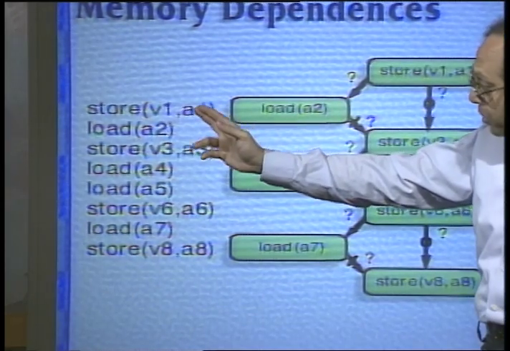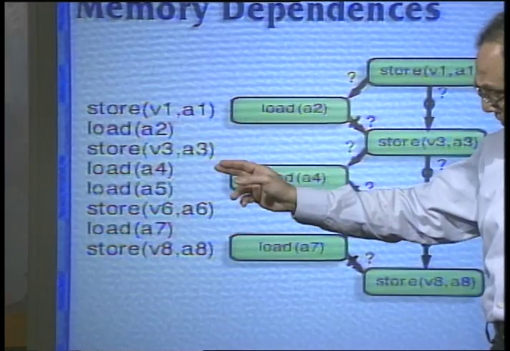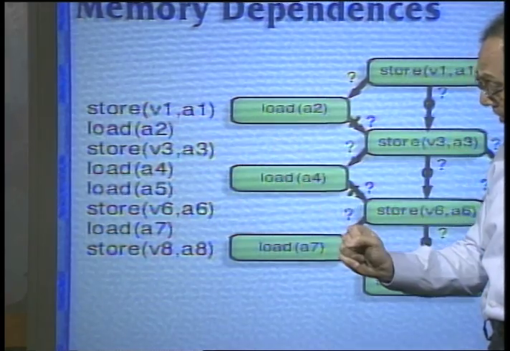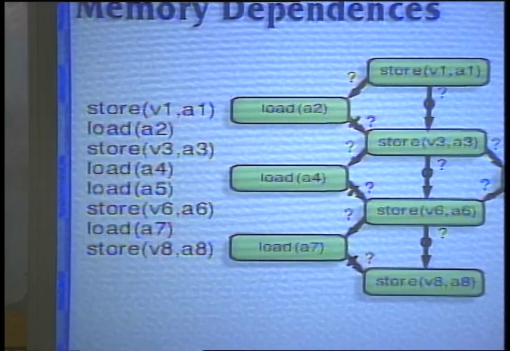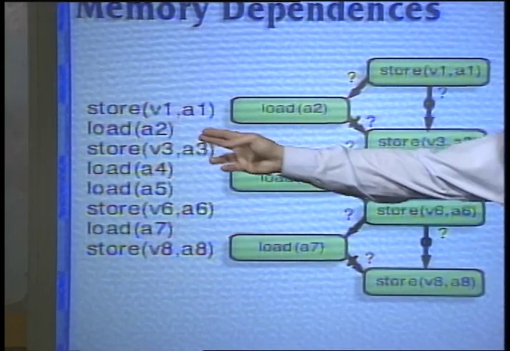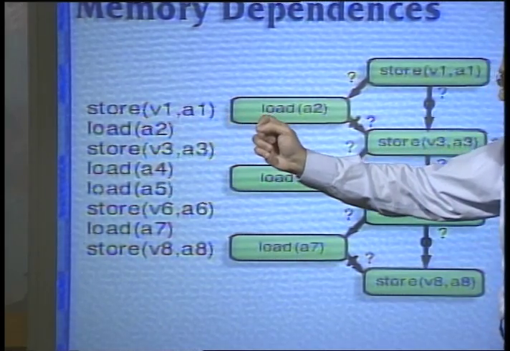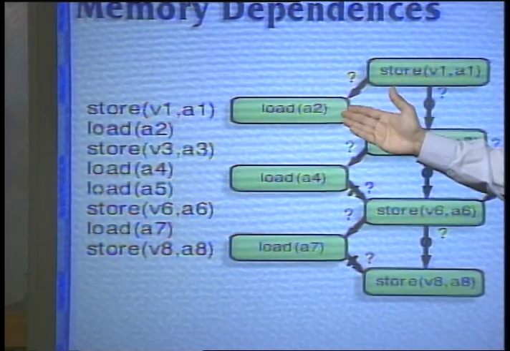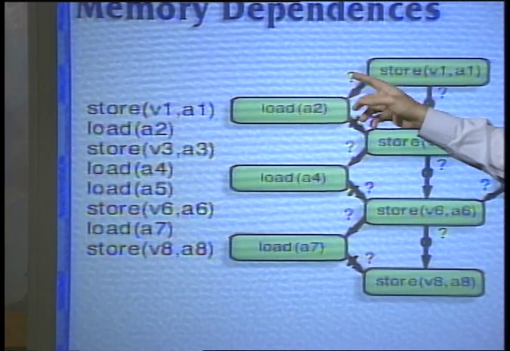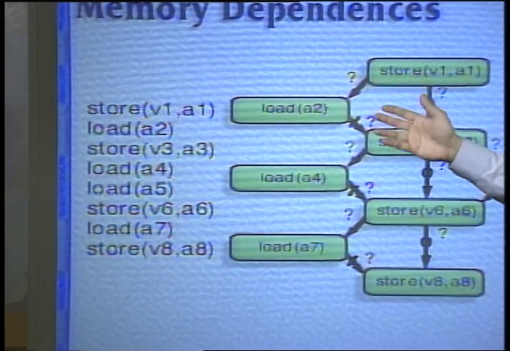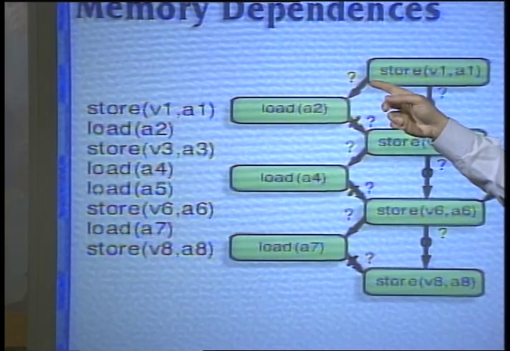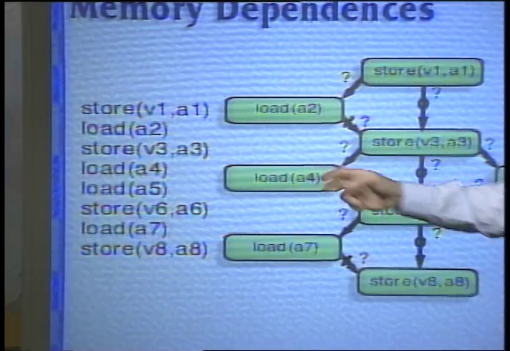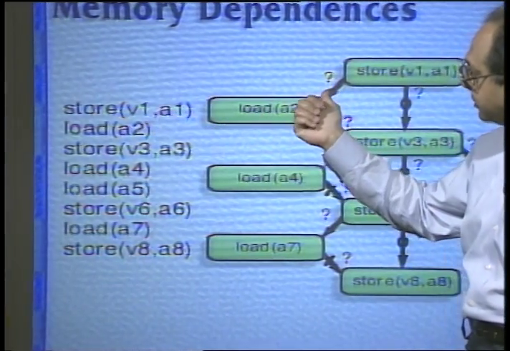Now, when we have no information as to whether A1 and A2 are equal or not, we have what is called a maybe dependence. Because A2 may be the same as A1, we don't know whether in fact it is or not. And so what we do is we put in a flow edge with a question mark on it, indicating that there could be a flow dependence here, but we are not sure. If these two ended up being the same, there would be a flow dependence for sure.